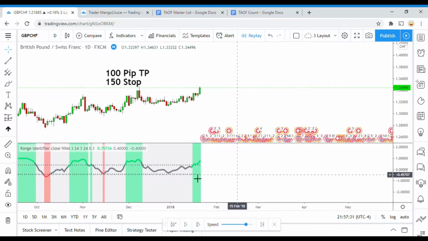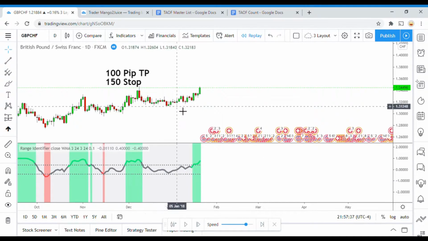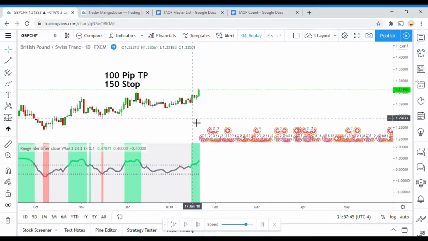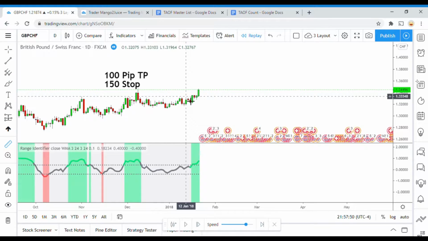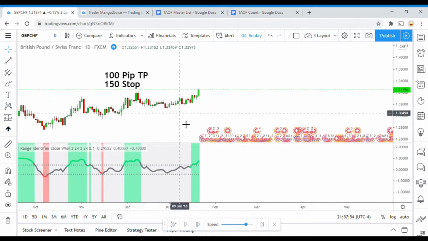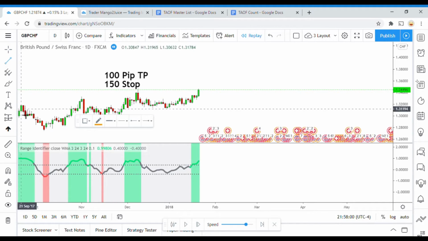And that is how we are going to test it. We are off to the races here. And as you see, it does a pretty decent job of keeping us out of this choppy ranging zone here. Then we get a break here. Boom, shoots up. Let's see what we get. Yep, just slightly over the 100 pip mark.